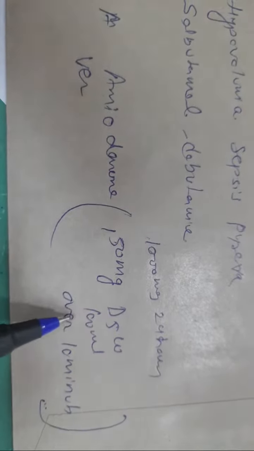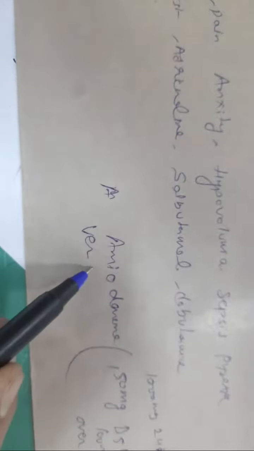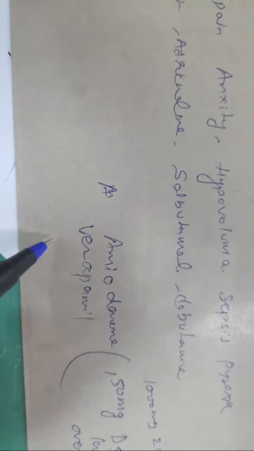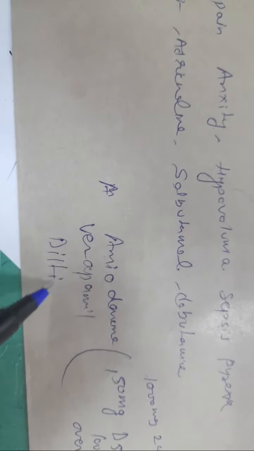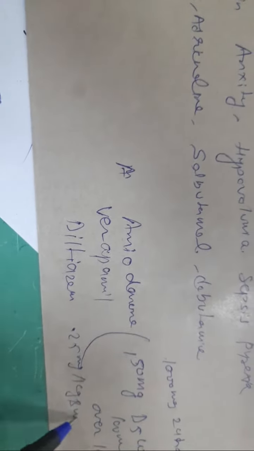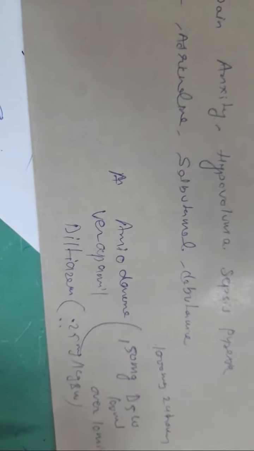Then we can also give verapamil, and this is the dose: 150 mg in D5W 100 ml over 10 minutes. Instead of amiodarone we can give a calcium channel blocker like verapamil, and we can give diltiazem. The dose of diltiazem will be 0.25 mg per kg body weight. Okay, so these are a few important things in treatment.